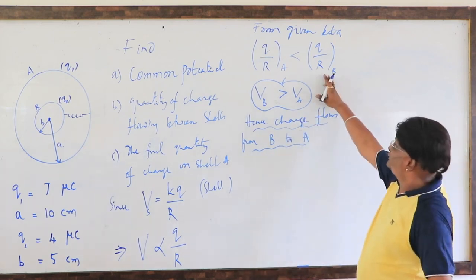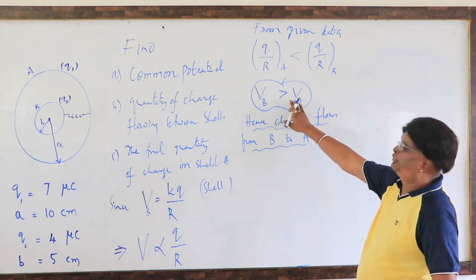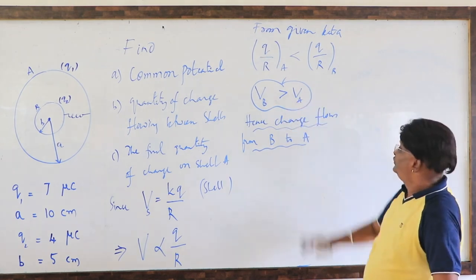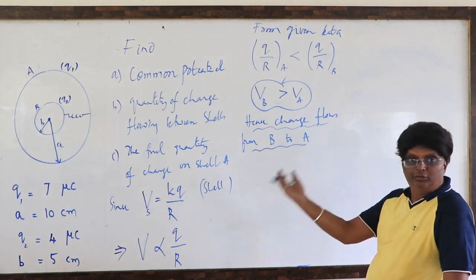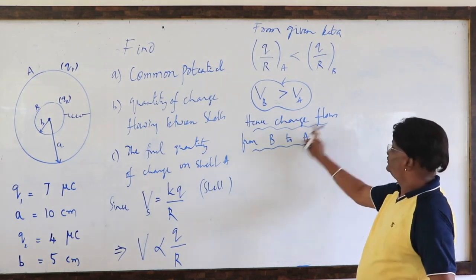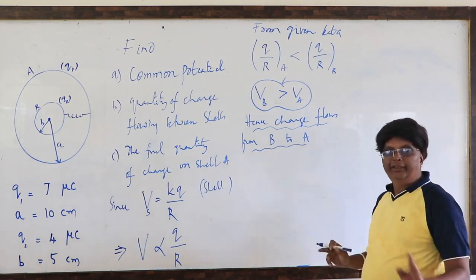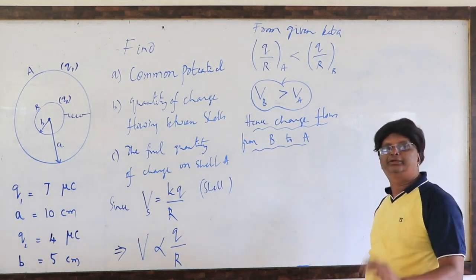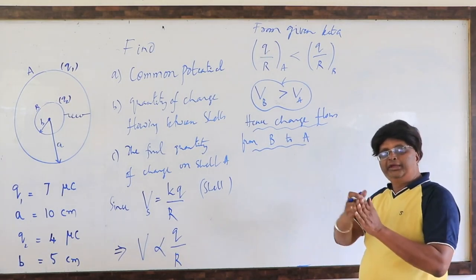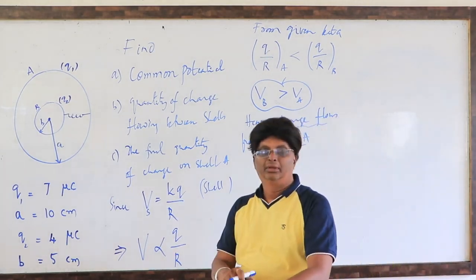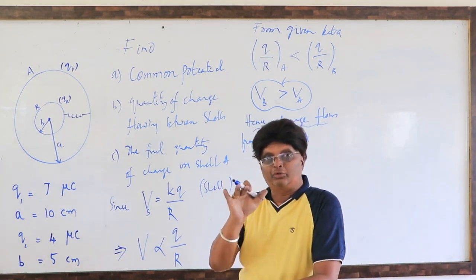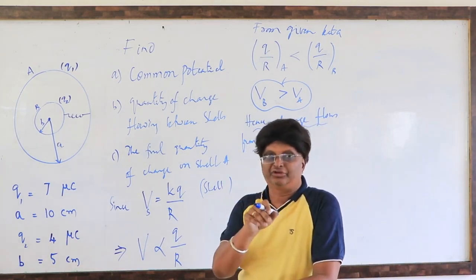First we compared Q by R, then we said the potential of B is greater than that of A. And now by principle, charge always flows from higher potential to lower potential, so charge flows from B to A. Even in the case of fluid mechanics or heat, heat transfer is due to temperature difference from A to B, right? Until both acquire a common temperature.